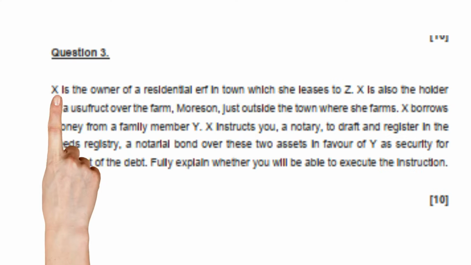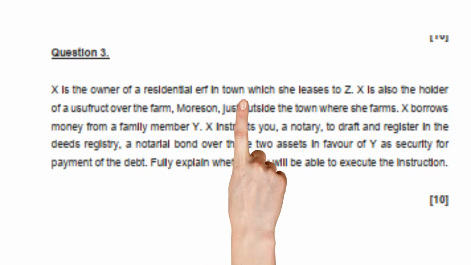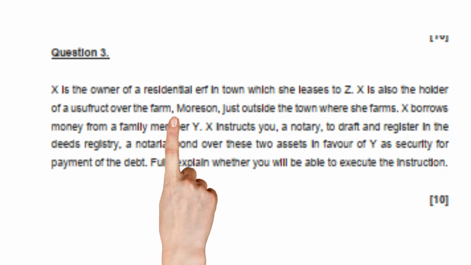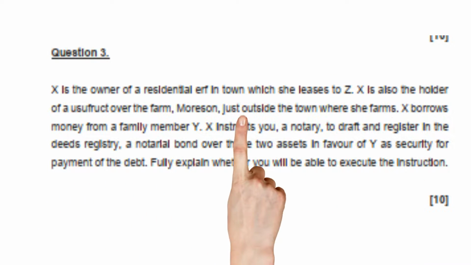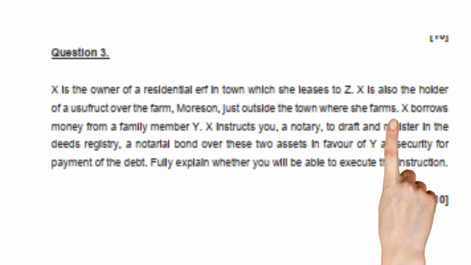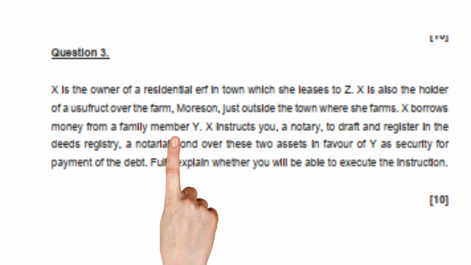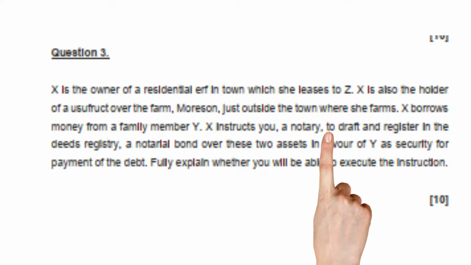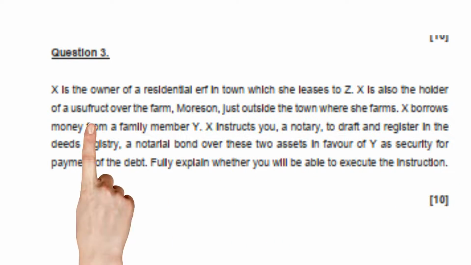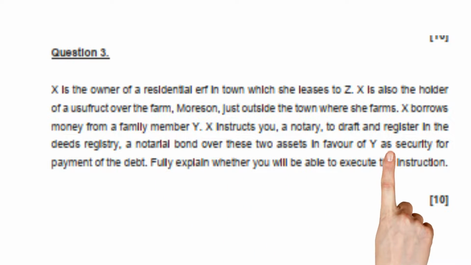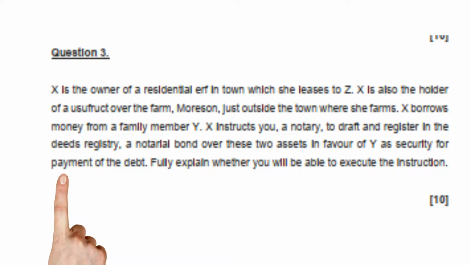involved. Question 3. X is the owner of a residential erf in town which she leases to Z. X is also the holder of a usufruct over the farm, Morson, just outside the town where she farms. X borrows money from a family member Y. X instructs you, a notary, to draft and register in the deeds registry a notarial bond over these two assets in favor of Y as security for payment of the debt.